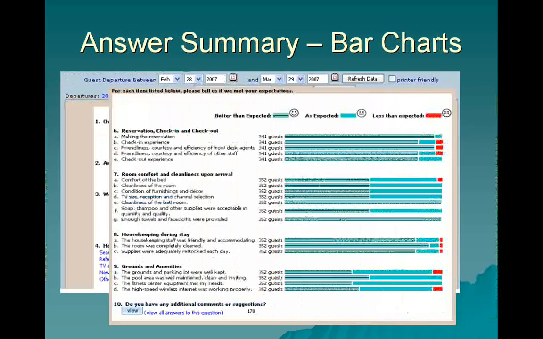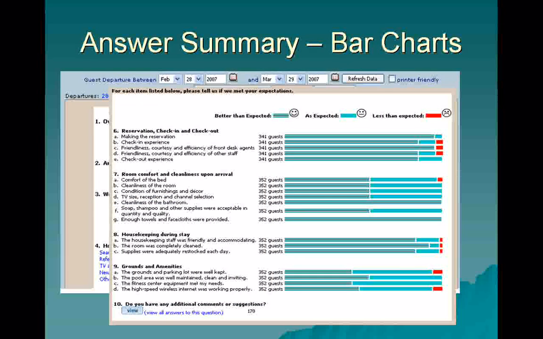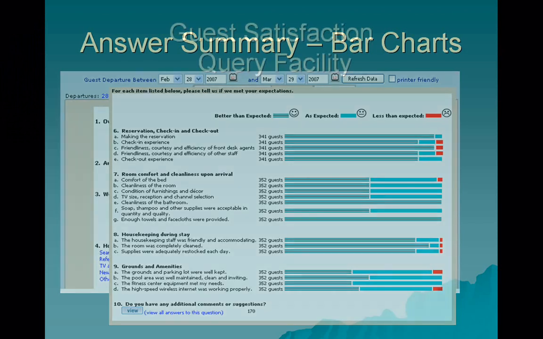The answer summary bar charts provide a graphical representation of the responses solicited in the guest satisfaction surveys. The responses also measure the guest's expectation in terms of their check-in and check-out experience, the room comfort and cleanliness upon arrival, housekeeping during their stay, their satisfaction with the grounds and amenities, as well as any comments or suggestions on improving their stay. The responses to these questions will provide the resort management team with the information required to further increase guest satisfaction and improve the critical guest satisfaction index.